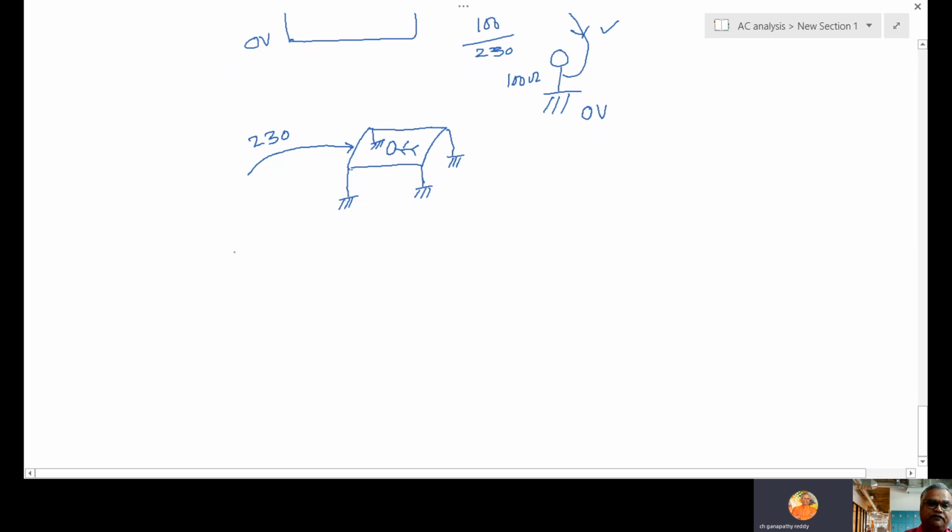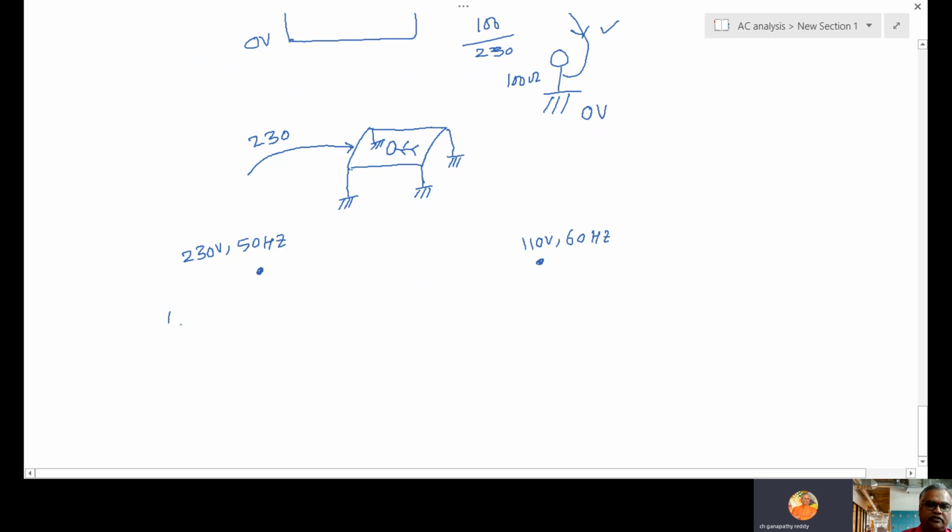Next, what is the difference between the Indian system and the American system? In the Indian system, we have 230 volts, 50 hertz. American system, 110 volts, 60 hertz. Low voltage, high frequency; high voltage, low frequency. So what are the advantages and disadvantages of each?